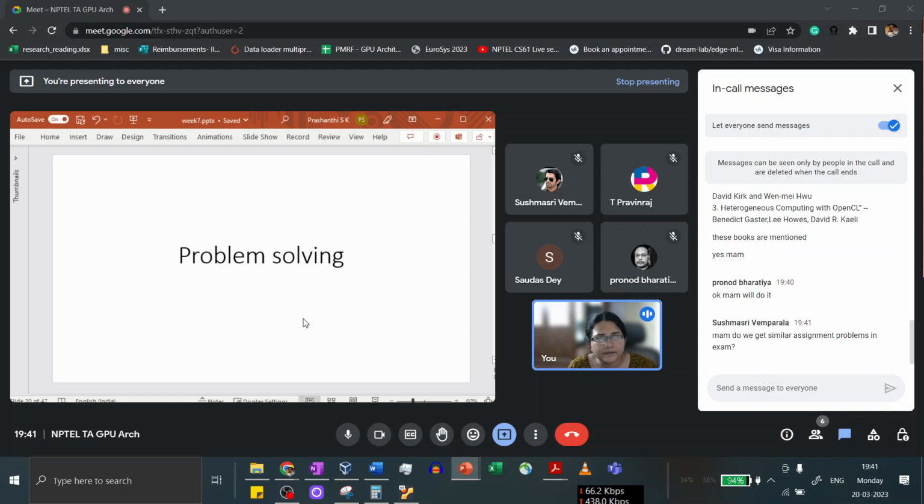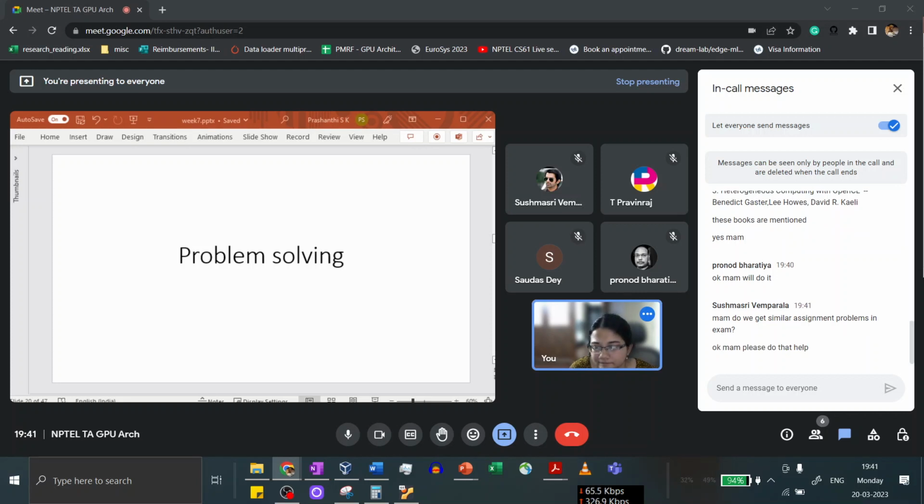Do we get similar assignment problems in the exam? As of what I am aware, I think you do, but I can just check that once and let you know. I am not sure. I think it should be very similar to these, but I'll just check once with the official TAs and let you know in the next session. Sure, I'll do that.